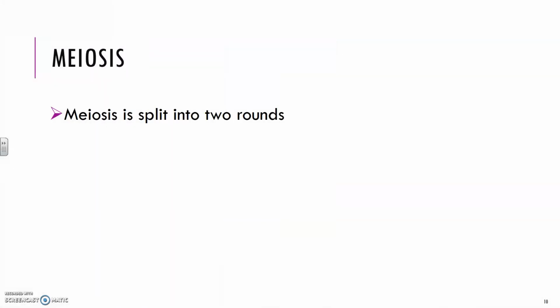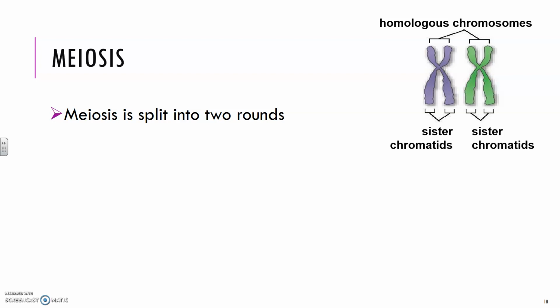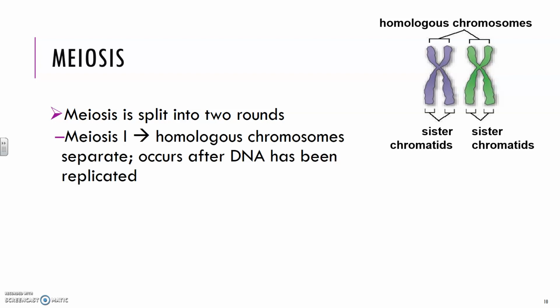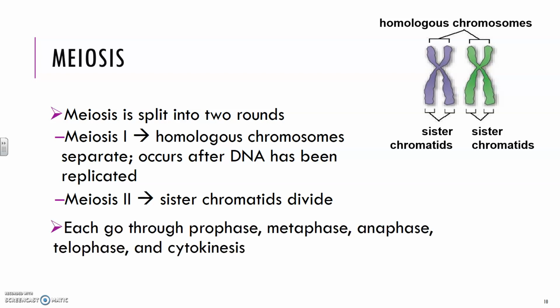So meiosis is split into 2 rounds of division. You have meiosis 1 and meiosis 2. Real creative. So you have your homologous chromosomes separating in meiosis 1. This is after the DNA has been replicated. And then meiosis 2 is when your sister chromatids are going to divide. Each round of division is going to go through the steps that you're already familiar with: prophase, metaphase, anaphase, telophase, and cytokinesis. All right, so that is it for this section, and we are going to pick up on how meiosis actually takes place in the next section.